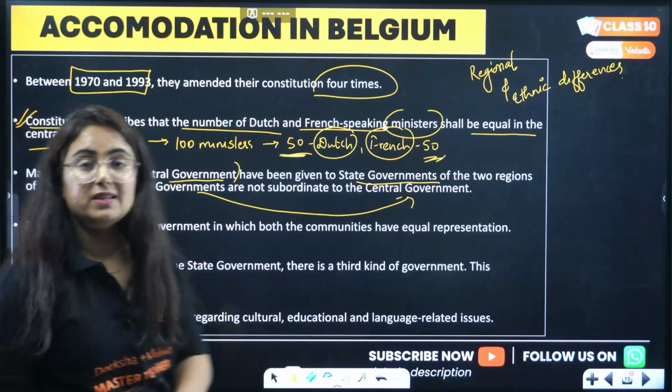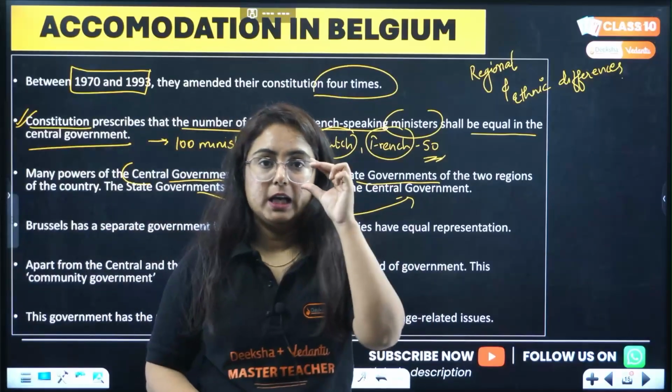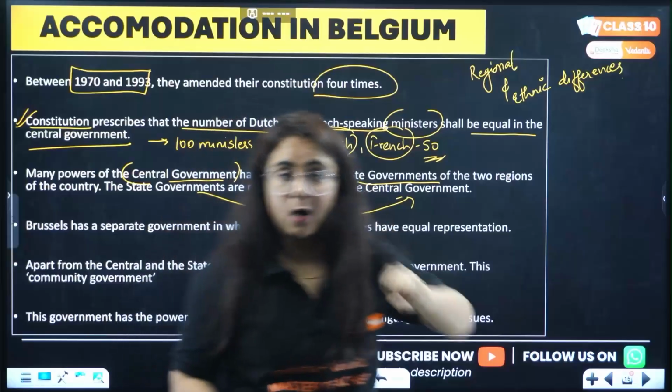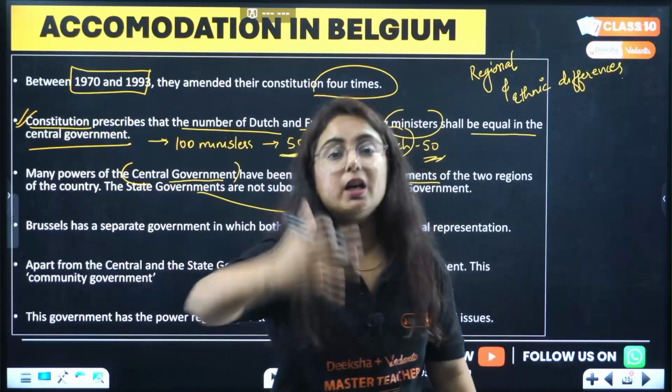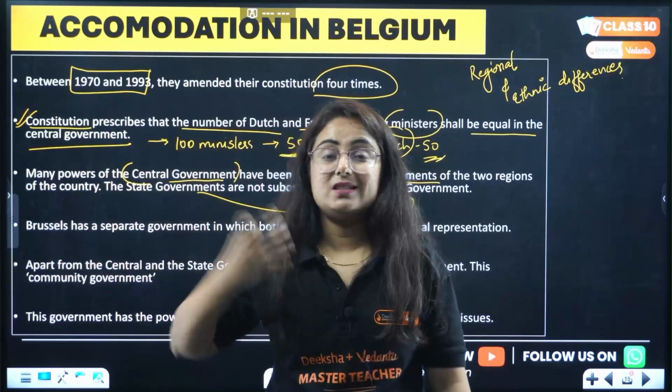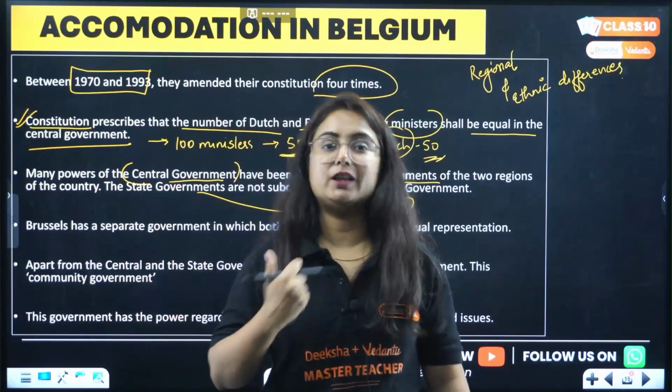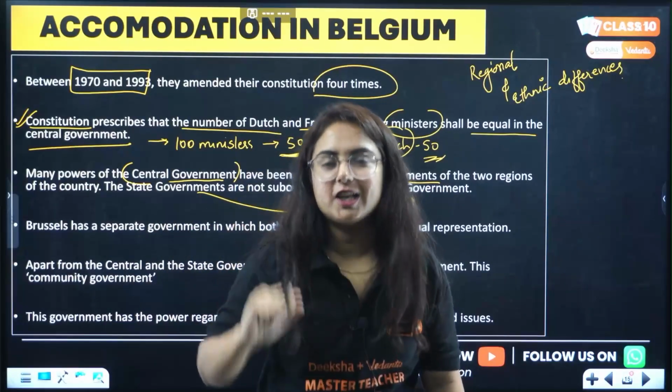Before, what happened? It was a unitary government. Unitary government means all the powers lie with the central government. Now, the powers are shared with the state governments. That means state governments are not just acting as puppets. They have their own powers. Power sharing.